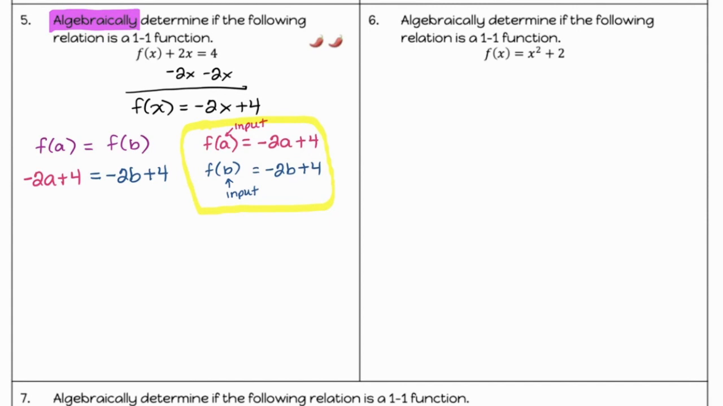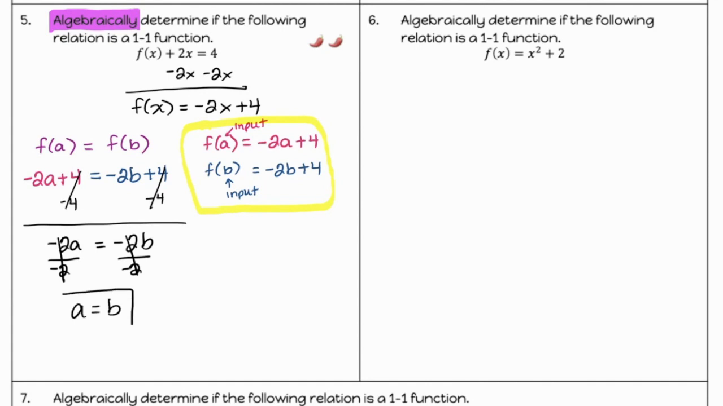If I was solving this, we would say minus 4 on both sides. And what happens there? That cancels out. So I'm left with negative 2a equals negative 2b. My goal, again, is to get a equals b. What can I do now? If I divide both sides by negative 2, I'm able to cancel those out. And I'm left with a equals b. Since I am able to show a equals b, that means that this is a one-to-one function.